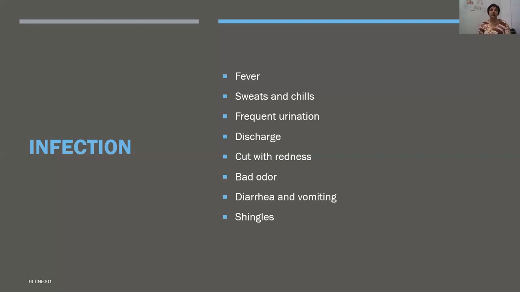And then shingles is another one that is quite common in Mackay. I've had so many clients that have shingles in Mackay. It's part of the German measles infection, it's also part of herpes. You get little sores.